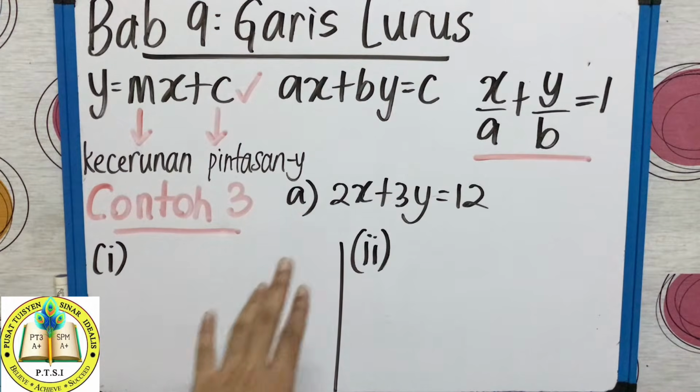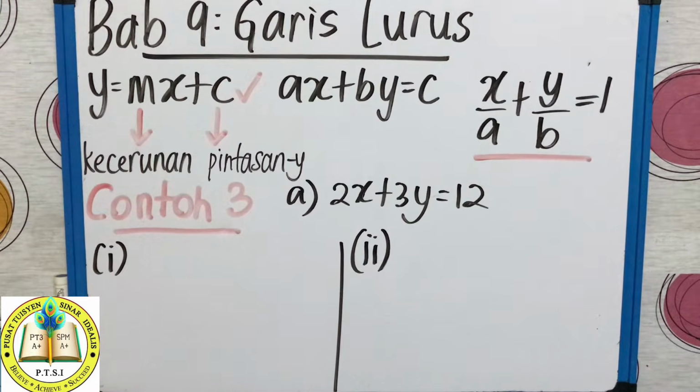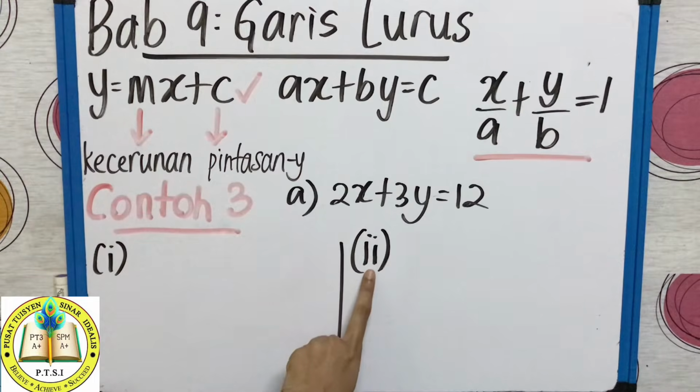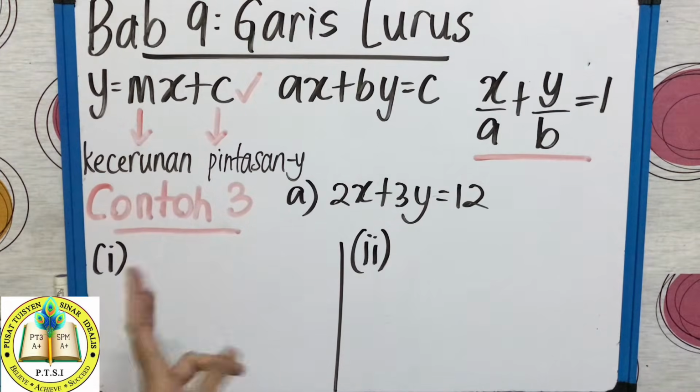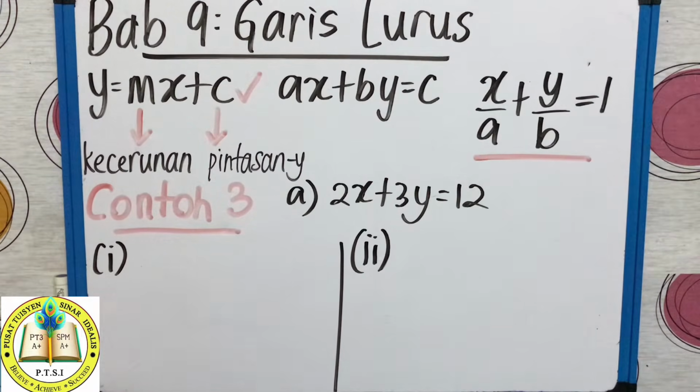So, kamu mesti tukar persamaan A kepada dua bentuk. Bentuk 1 is this one. Bentuk 2 is this one. You have to give into 2 form. Tukarkan persamaan ini kepada 2 bentuk. Jelas? You must every time when you do a question, you must understand the question first. Baru kamu boleh fikirkan jalan kerja.